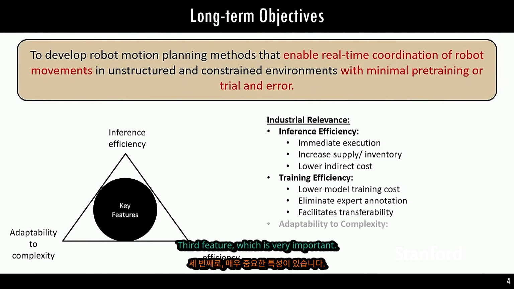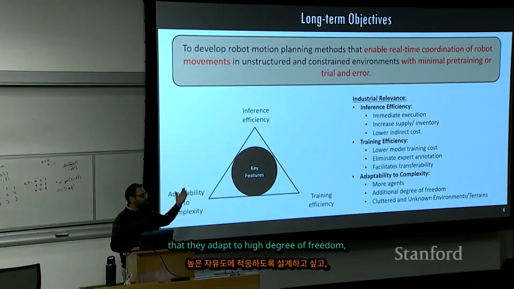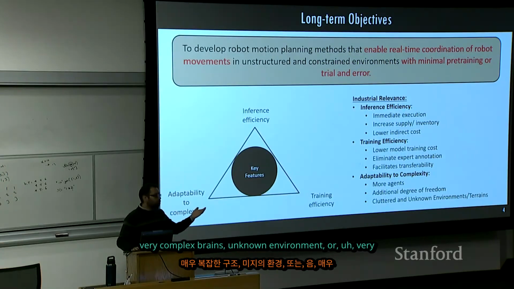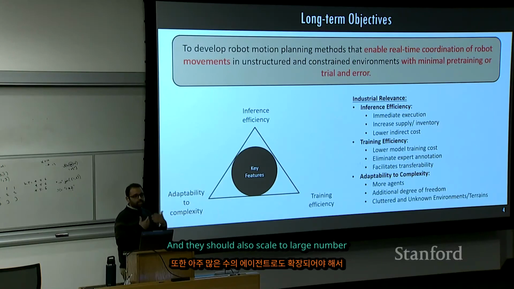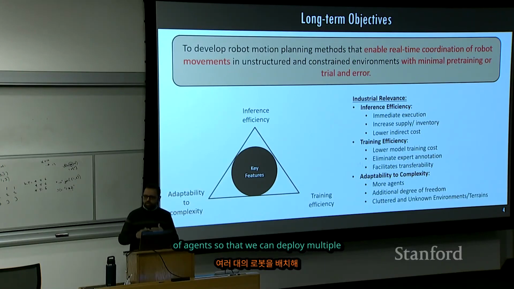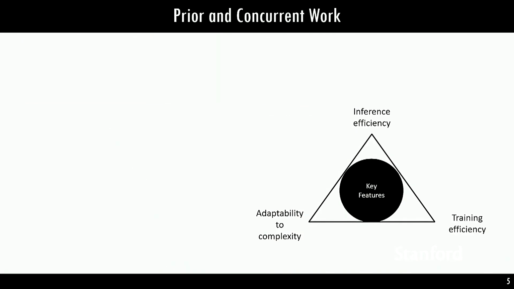The third feature, which is very important: we want to design these models so that they adapt to a high degree of freedom, very complex terrains, unknown environments, or very complex constraints like those involved in manipulation problems. And they should also scale to a large number of agents so that we can deploy multiple robots operating in a given environment. Then they can solve some task in a coordinated or decentralized manner.